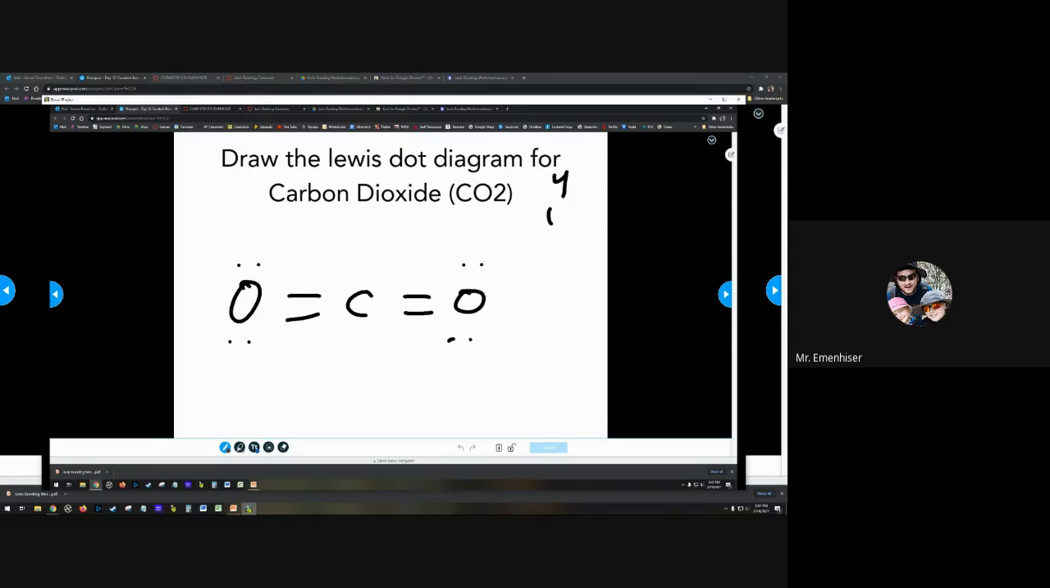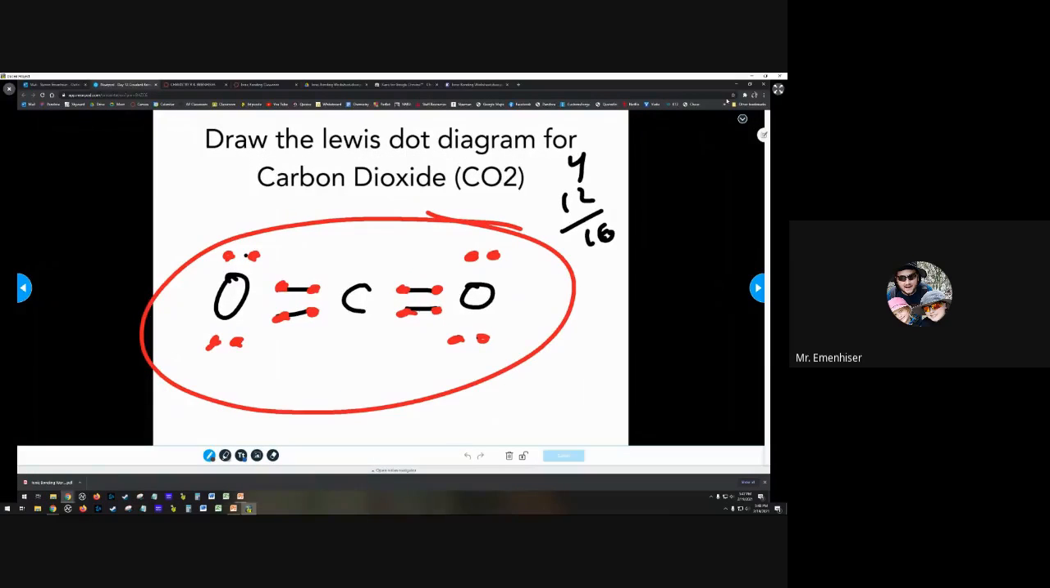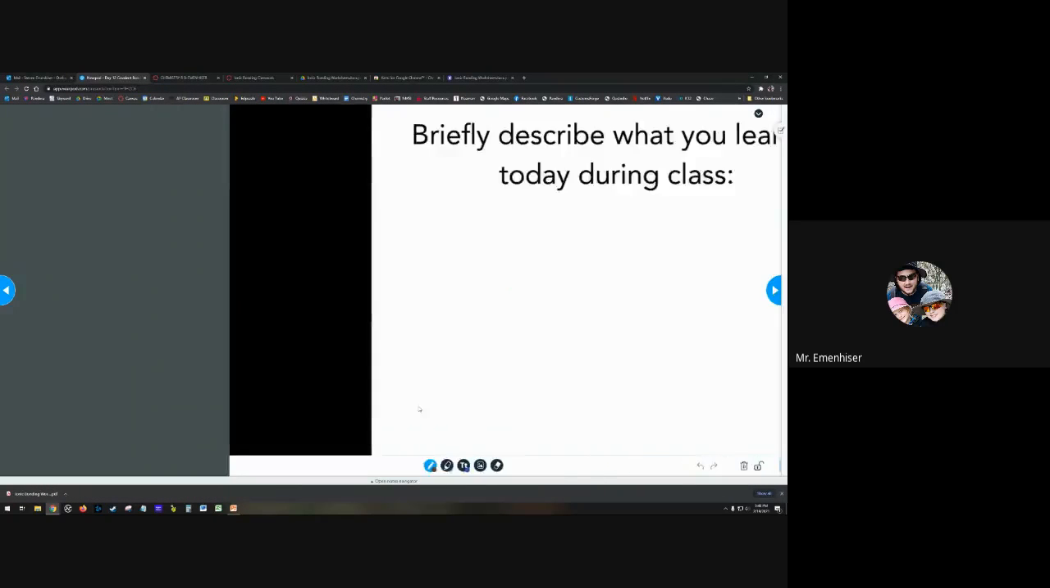4 plus 12, so that's 16 valence electrons. And so I should have 16 in this picture. 1, 2, 3, 4. Let's check. I have 1, 2, 3, 4, 5, 6, 7, 8, 9, 10, 11, 12, 13, 14, 15, 16. So I have 16. There's our picture for CO2. Awesome. Okay. Hit submit. And if I'm going too fast, just go back.